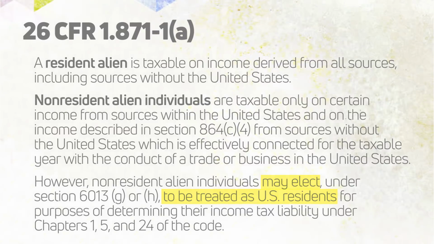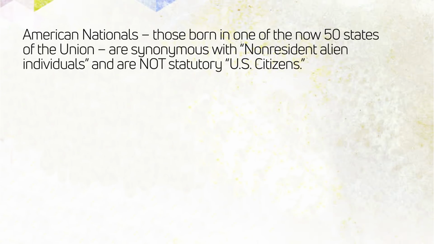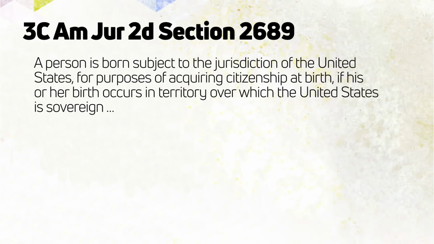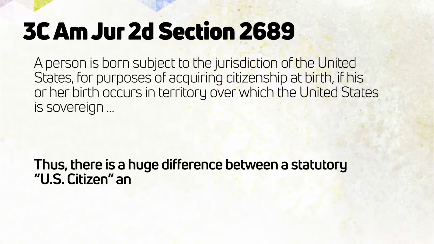Quite a unique ploy. American nationals are lawful non-taxpayers of the federal income tax imposed only upon those statutory U.S. citizens identified in 3C Amjur 2D, Section 2689, as those who were born in territory over which the United States is sovereign. Remember, states like Texas and Michigan are not territories and are not under the exclusive jurisdiction of the U.S. Congress. This expression of U.S. citizen is clearly different from and doesn't include any American national born in the constitutional republic or naturalized therein.